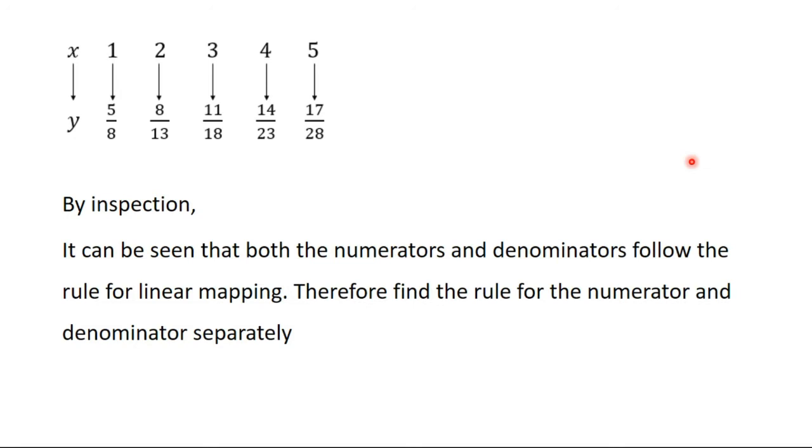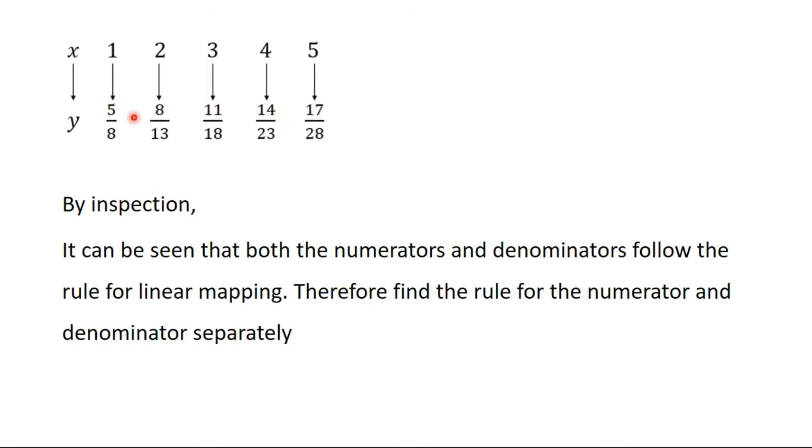Now, this is what I mean. We are certain that this is not linear, this is not exponential. So we have to find a way of finding the rule. Now, this is a fraction. You know that fractions have a numerator part and a denominator part. So let's consider the numerators. If you consider the numerators, you can see that we have 5, 8, 11, 14, and 17.